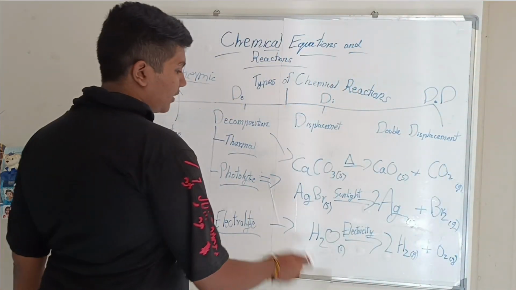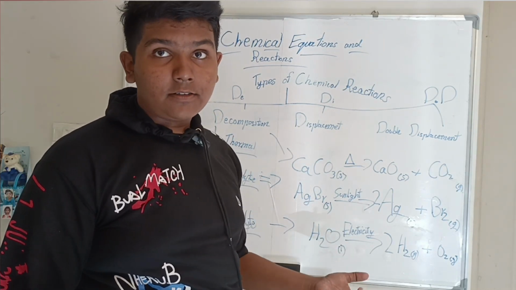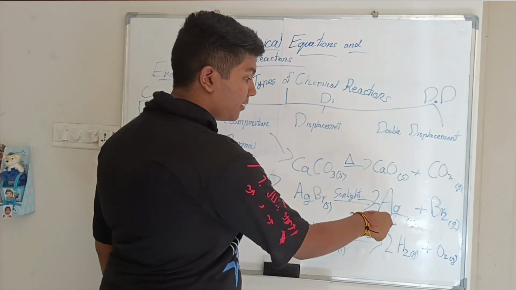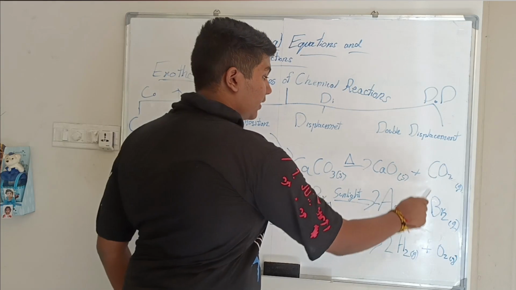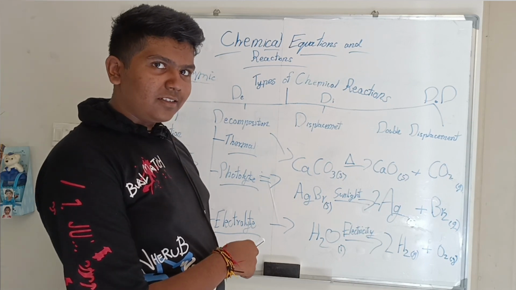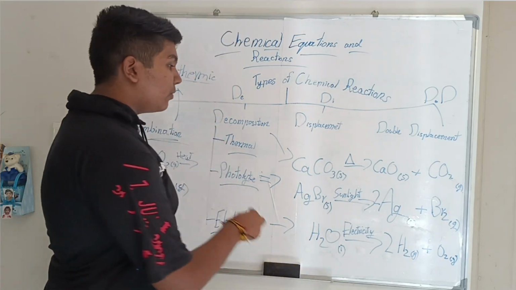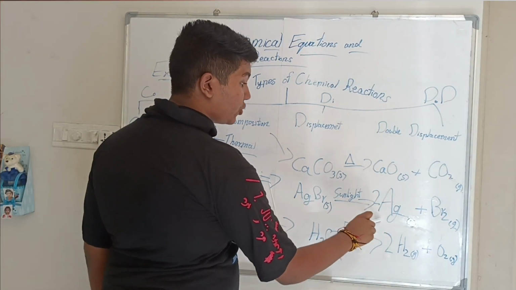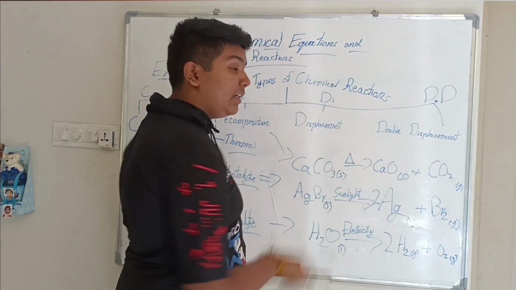So the example is AgBr. Ag is silver, right? So silver bromide undergoing sunlight gives Ag, that is silver, plus bromine. Bromine here is a gas, here solid, here also solid. Is it balanced? Check. Think. It's not balanced, right? So think how to make it balanced. Here Ag is 1, here is 2 Br, here is 1, here is 2.